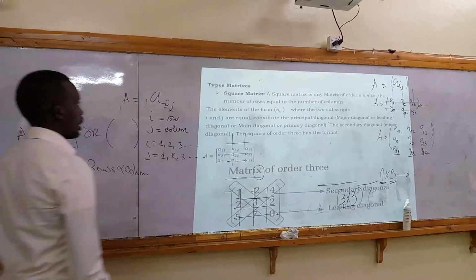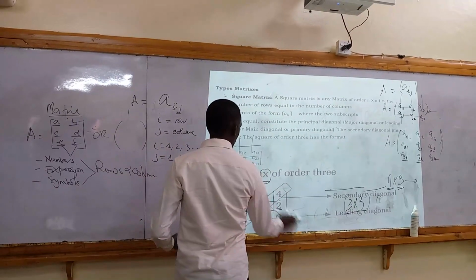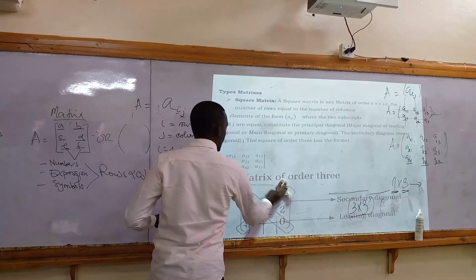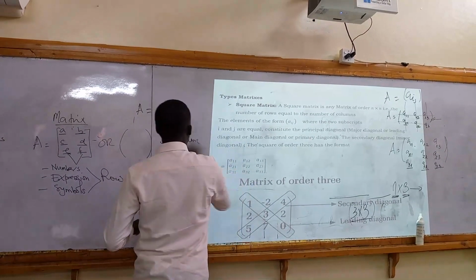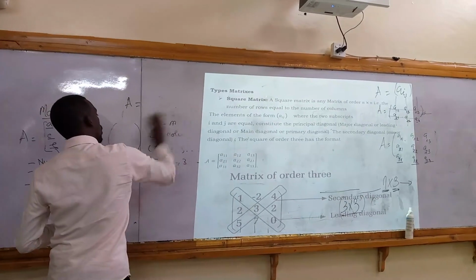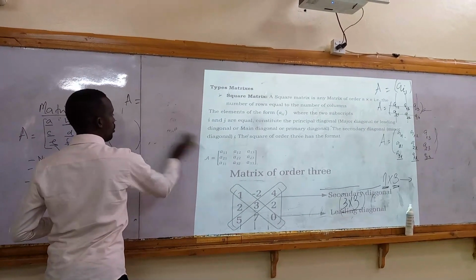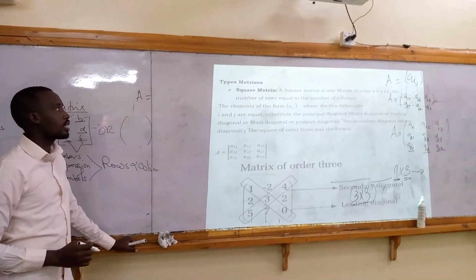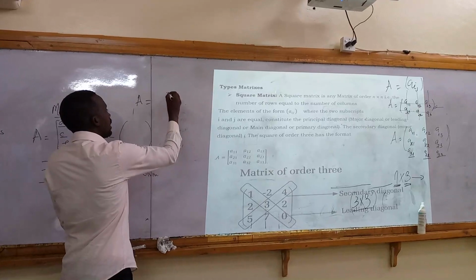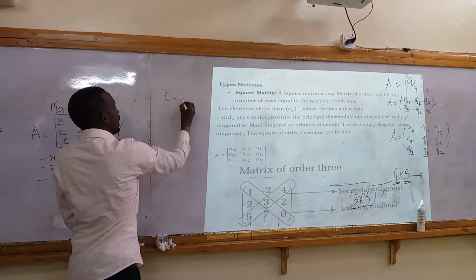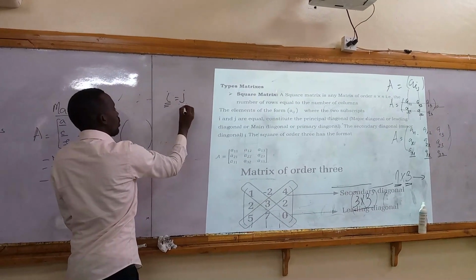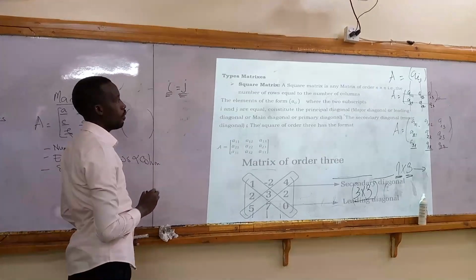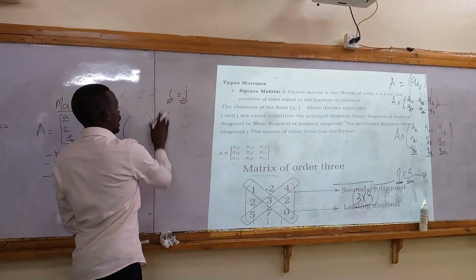Types of matrix. We have what we call a square matrix. A square matrix is a matrix whereby the number of rows and the number of columns are equal. When the number of rows is equal to the number of columns, we say that matrix is a square matrix. When i equals j, the number of rows equals the number of columns, we say that matrix is a square matrix.